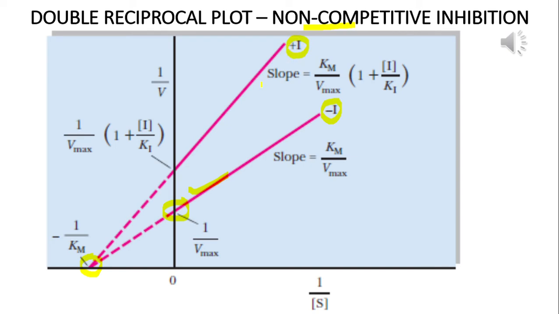So what happens to 1 by Vmax when inhibitor is added? Is it increasing or decreasing? You tell me. Accordingly, what happens to Vmax? And also, what happens to minus 1 by Km when inhibitor is added? Accordingly, what happens to Km value? You try to find out and tell me later.